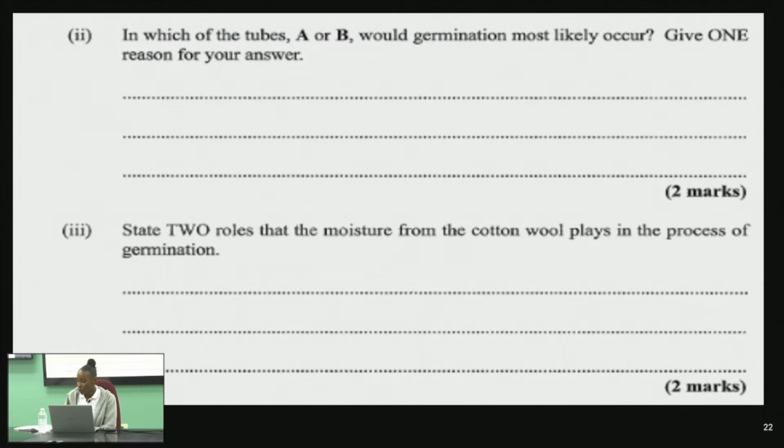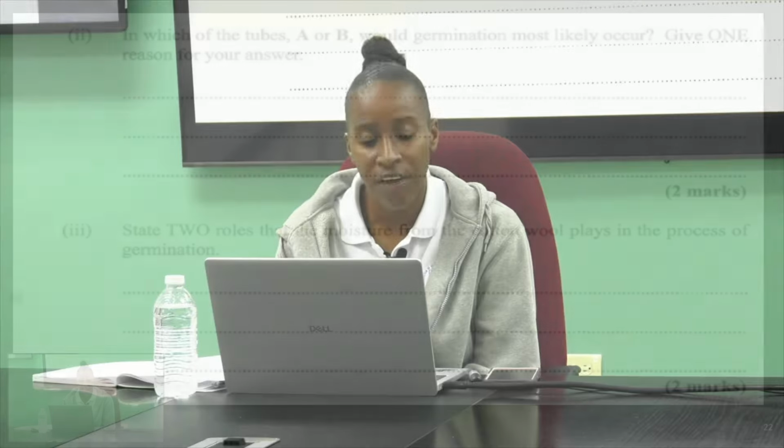So it says, state 2 roles that moisture from the cotton wool plays in the process of germination. So this question essentially is based on your knowledge or what you would remember about identifying the different parts of a seed and their function or their role. So we know that for our dicotyledonous seeds, we have 2 cotyledons. When we have our little pea seeds or red beans that we like to make rice and peas with, if we happen to soak them and some of them split, we see 2 little white things, all right, those are our cotyledons.